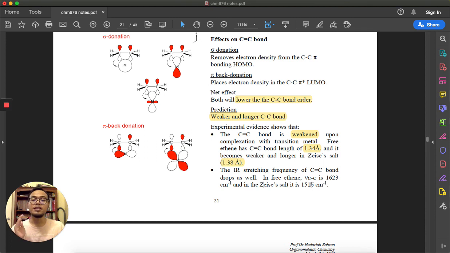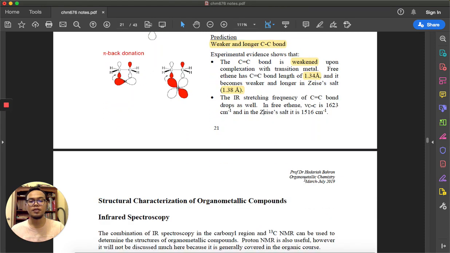The frequency is reduced from free ethene to the complex because the bond length is now longer. Why is it longer? Because it is now getting weaker. Why is it weaker? Because the bond order is now lower. So that's how you relate bond order to bond strength to bond length. Okay, I hope you are clear with this one.